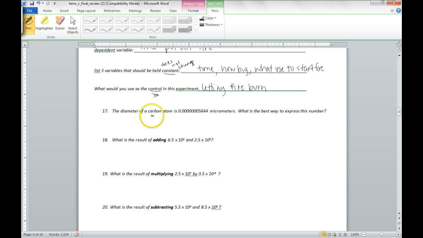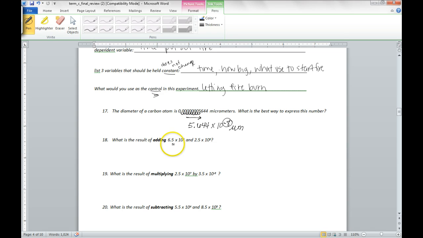Okay, the diameter of a carbon atom is that long in micrometers. What is the best way to express this number? We need to put this into scientific notation because we don't want to write all those zeros. So we can go ahead and move the decimal: 1, 2, 3, 4, 5, 6, 7, 8. So it's going to be 5.644 times 10 to the negative 8th. It's negative because we moved it to the right, so it's going to make it a negative exponent. And then micrometers is mu and then m. That's how it should be expressed.